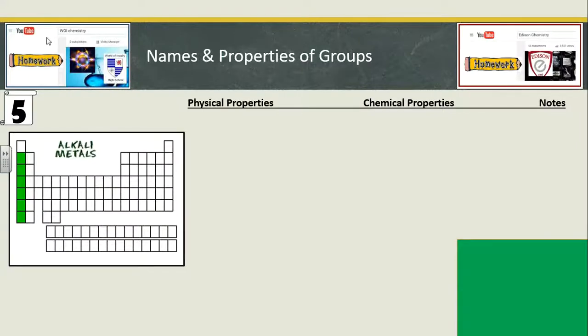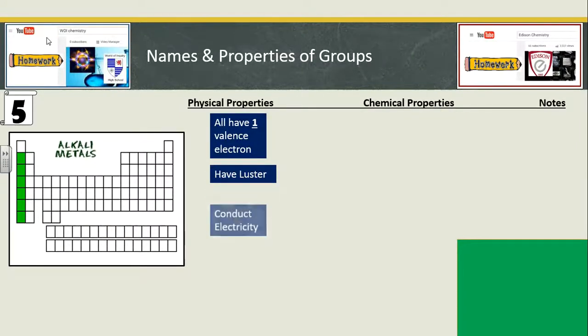All right, notice that picture is highlighted group 1. They all have one valence electron. They have luster, conduct electricity, they're ductile, and they're malleable. Quick review. All right, one valence electron. These are, first of all, the alkali metals. It says in the picture. You might want to write that somewhere. Alkali metals. One valence electron in group 1.